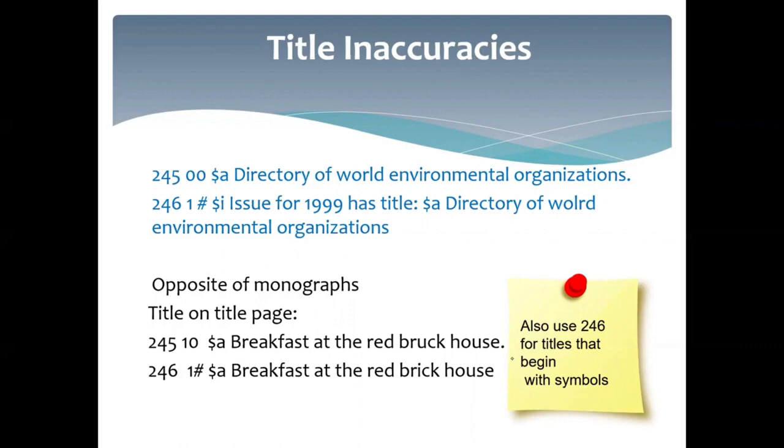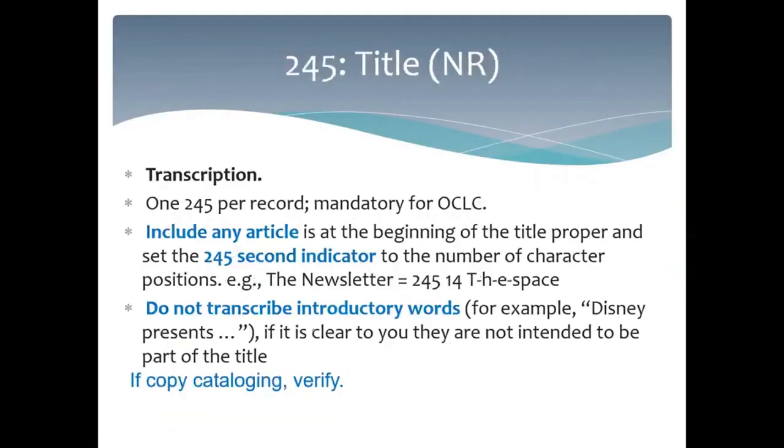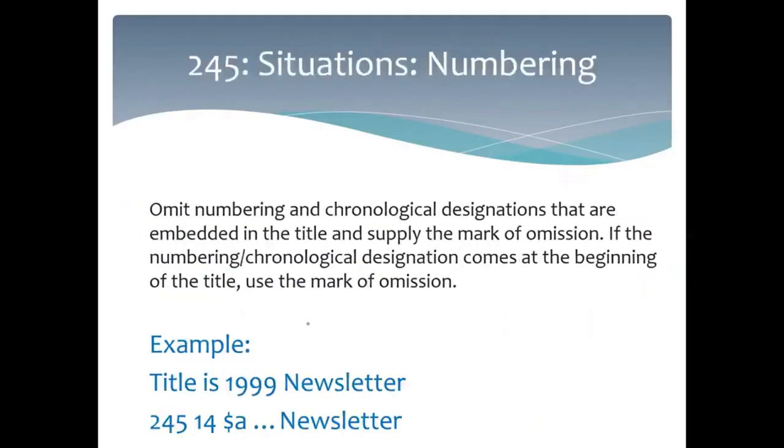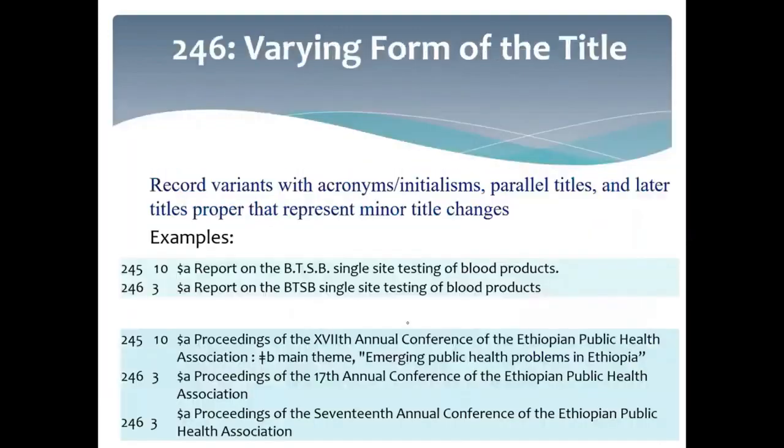And you can have multiple 246s. You would not want every issue to have something different. If you have that, then you really need to take a look at it. That's going to be the situation. You're also going to use a 246 for titles that begin with symbols. Much as we did back here with our ellipses for our 4 years, for one with a symbol, we can go ahead and put the symbol in, but then we're going to add a 246 for the symbol. So 246 is for variant forms of the title.